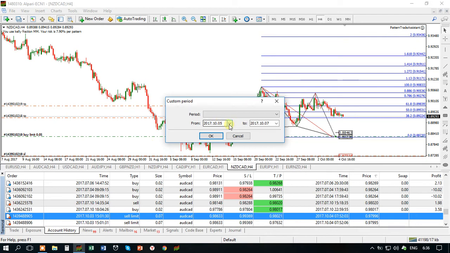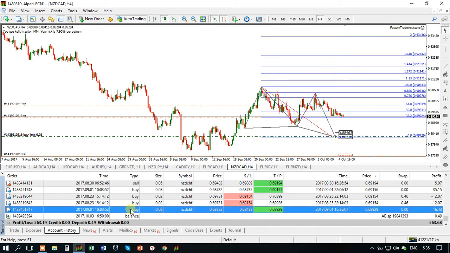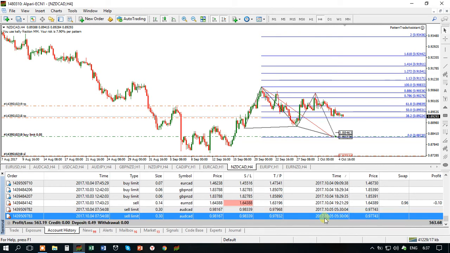Okay, so we need to do that. First of all, the period that I trade this strategy starts from the 21st of August. The only balance is 49 cents. It was given by my broker. It is called the 5% spread cashback, something like that, a bonus. So we need to sort them. Time. Okay, so this is the last one.